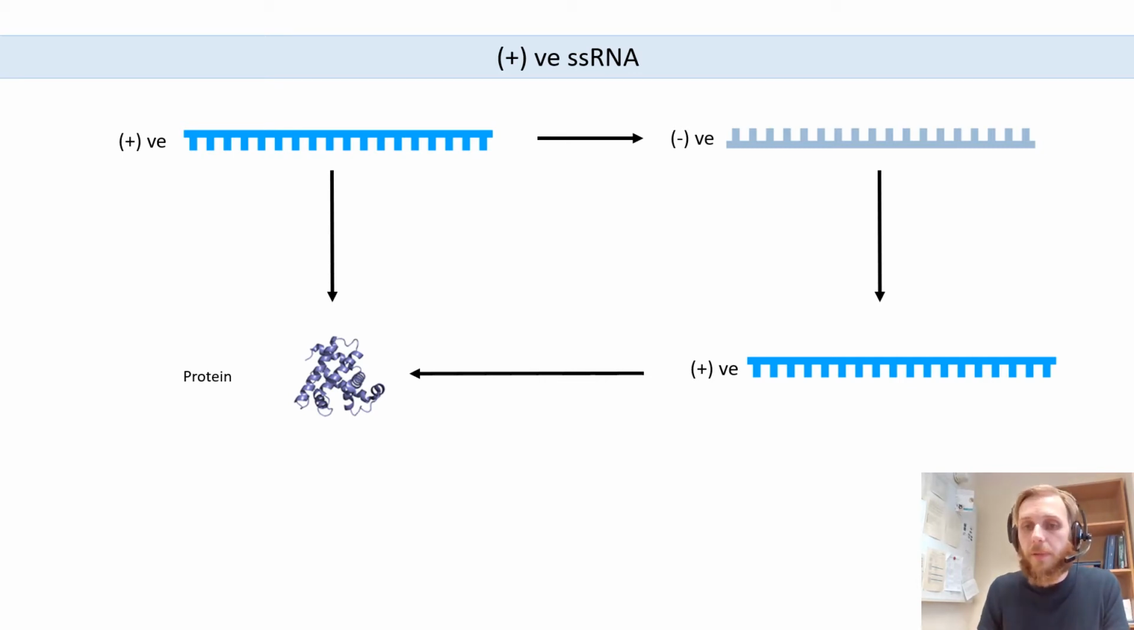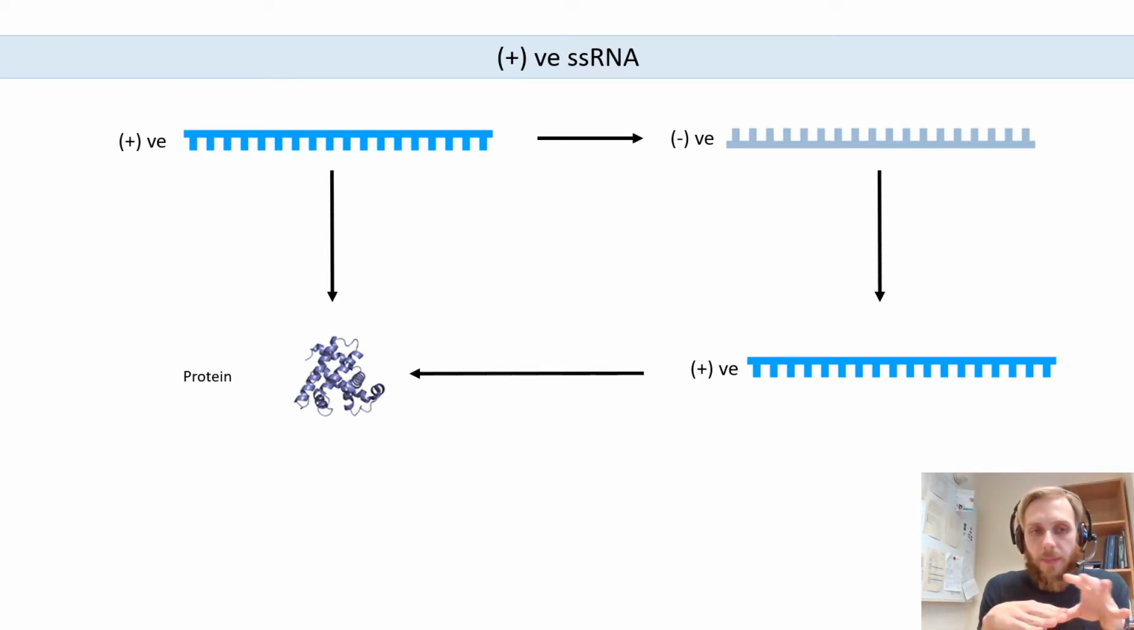The reason why this is happening is because the positive sense single-stranded RNA genome of the virus is essentially mRNA. It's the same as mRNA. It's indistinguishable at a cellular level by this translation machinery. So that means the translation machinery will translate positive sense single-stranded RNA into protein. Straight away, therefore, as soon as a virus with this genome enters into a cell, the viral genome will begin to be translated into protein.